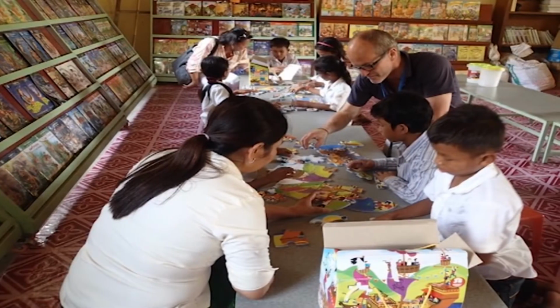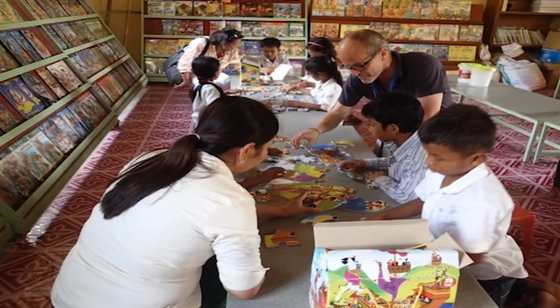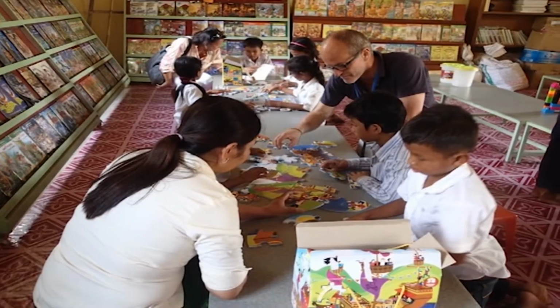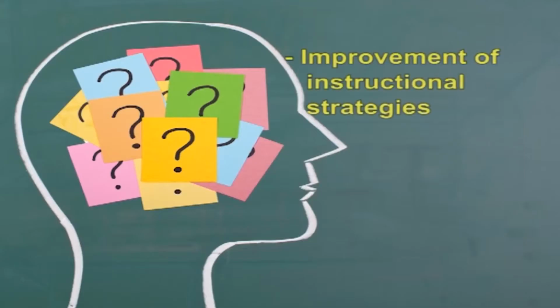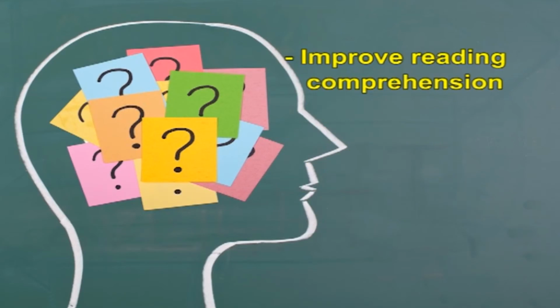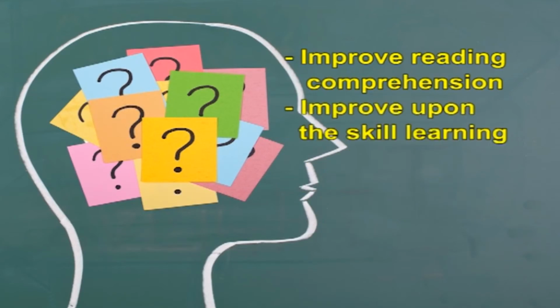Next is remedial evaluation. It is undertaken to make alterations or modifications to check certain deficiencies in the course. For example, improvement of instructional strategies, adoption of methods and procedures to improve slow learners, to improve reading comprehension and to improve upon the skill learning in students. The next types of evaluation are internal and external evaluation.